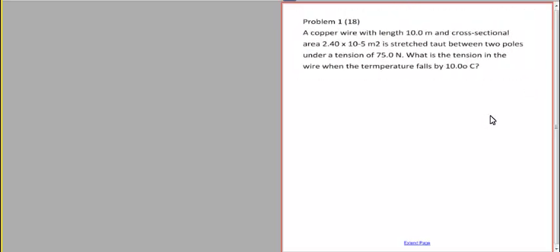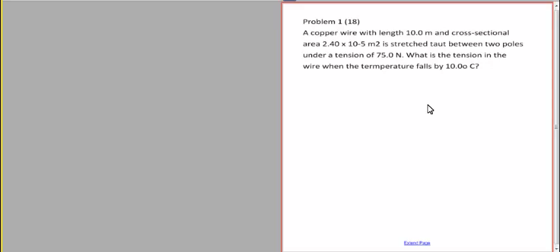Okay, so here's problem 1, chapter 10. And yeah, there are a couple of problems in there that probably do need some explanation, which you never got around to in class. So it says we have a copper wire with a length of 11 meters and a cross-sectional area of 2.4 times 10 to the minus 5 meters squared, and is stretched taut between two poles under tension of 75 newtons. What is the tension in the wire when the temperature falls by 10 degrees C?